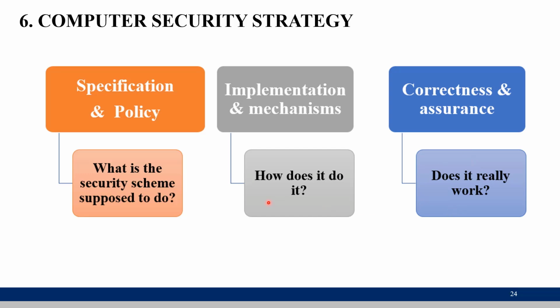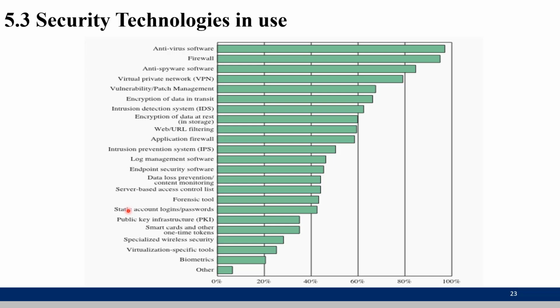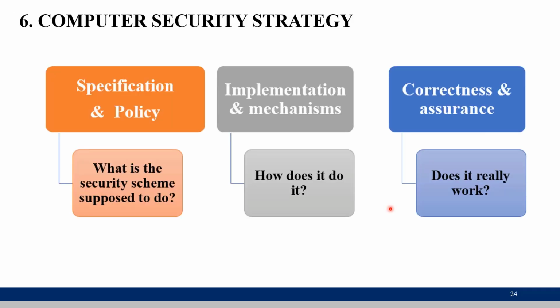So what is the security scheme supposed to do? I'm going to have some security mechanism, so what am I expecting from that? That is the objective. You can choose anything from here: an antivirus software, a firewall, a VPN, a public key infrastructure. But what I'm expecting from that is going to be the specification, so I have to specify. Then policy: I need my own policy for my organization.